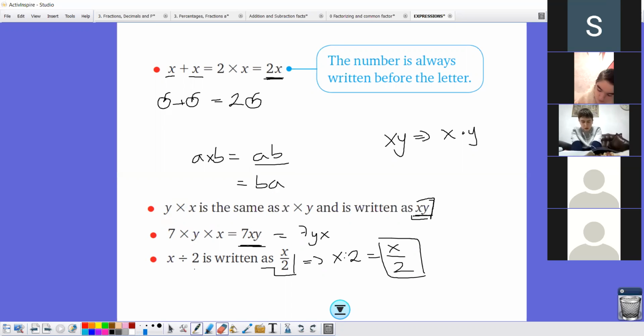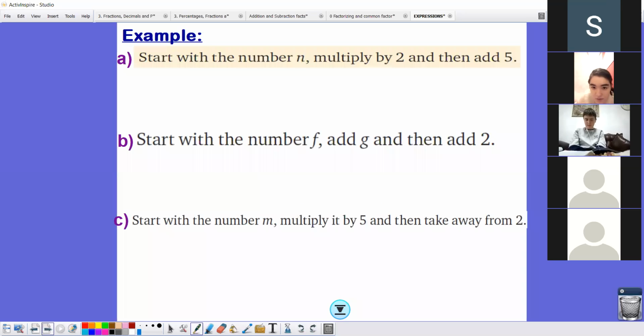Are you writing, or can I continue to the next page? One second, teacher. We have it in our books, by the way, so you can check from your book. Okay, shoot, I'm continuing.